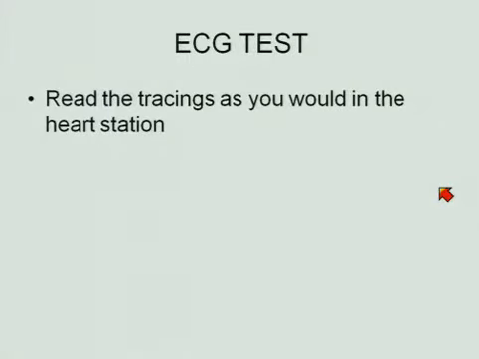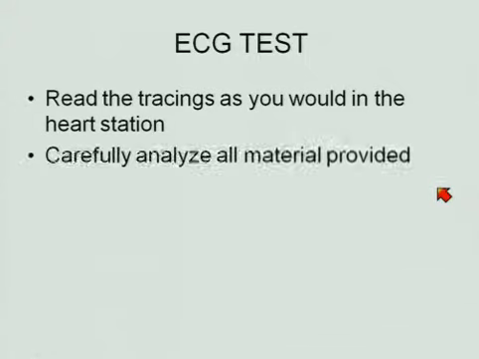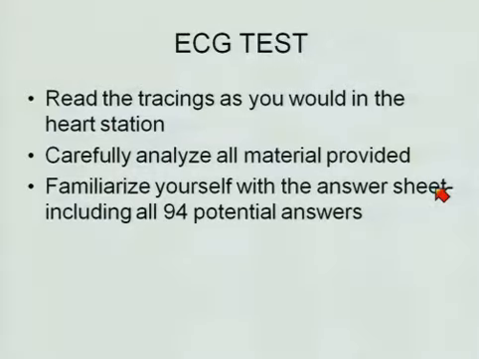My advice is to read the tracings as you would in the heart station. Just look at the electrocardiogram and then interpret it. Secondly, analyze all the material provided. Even though there is no intent to trick anyone, you do want to look at the header, look at the age, look at the entire tracing. Don't just look at the most dramatic finding on the electrocardiogram. You should, of course, familiarize yourself with the answer sheet, including all 94 potential answers provided by the board. And as I indicated to you, I'm going to show you electrocardiograms of each of those.